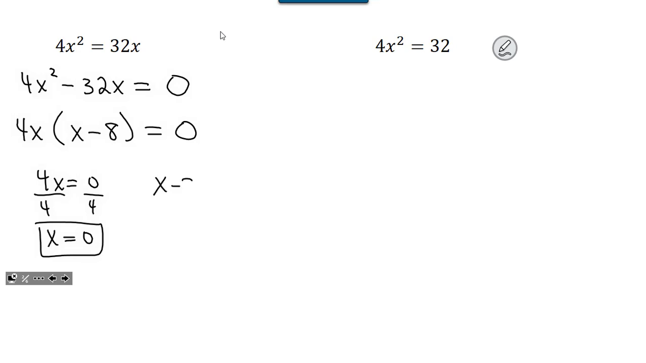And then x minus 8 equal to 0. That one's very straightforward to solve. That gives me x equal to 8. So those are my two solutions.